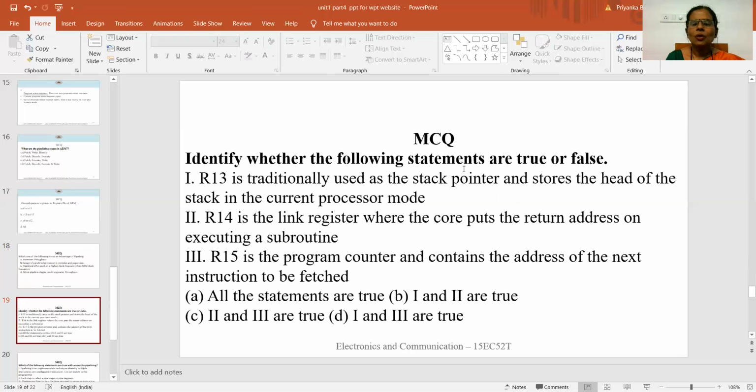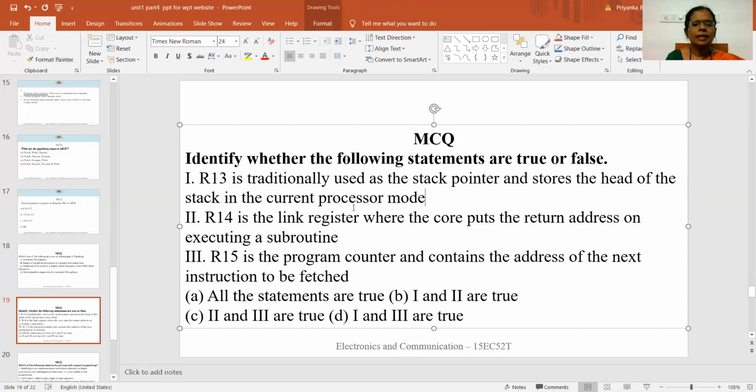Identify whether the following statements are true or false. So, R13. Before answering this question, read the statements correctly, then check the options. The first statement is R13. It is used as a stack pointer and stores the head of the stack in the current processor mode. R13, R14 and R15. R13 is for stack pointer. What is the function of the stack pointer? It holds the address of the stack top. So statement 1 is correct.